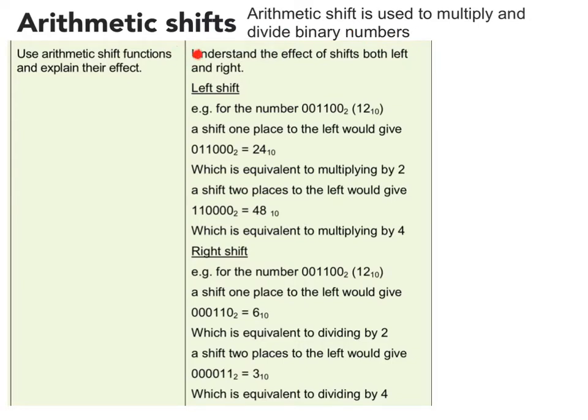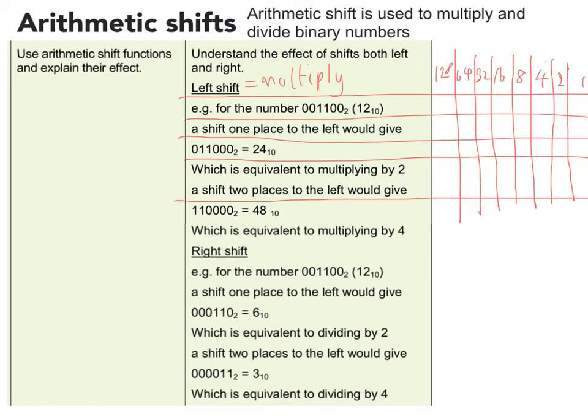Not only that, we need to understand the effect that the shifts, both left and right, have on a binary number every time you shift it either left or right. So the first thing we're going to look at is a left shift and then a right shift. The first thing you need to understand is that a left shift enables us to multiply a binary number. So looking at a left shift, I've just made a few notes so far. So left shift, I must always remember that this will multiply a binary number.